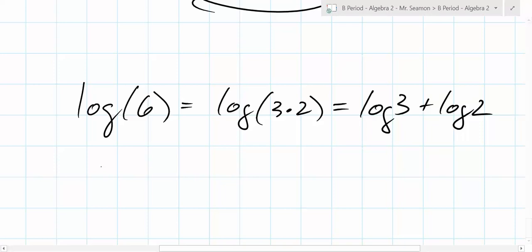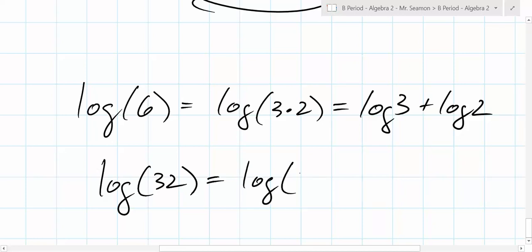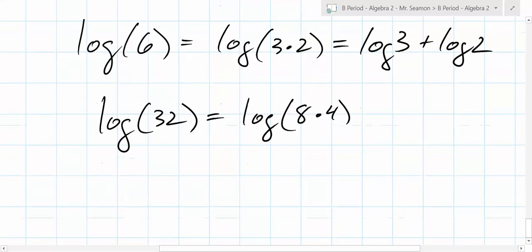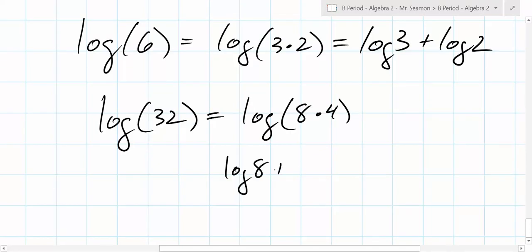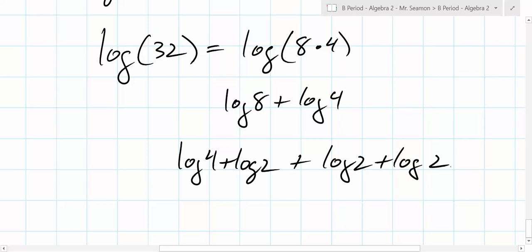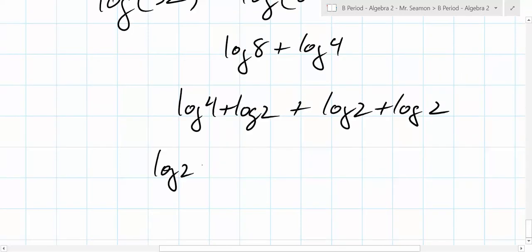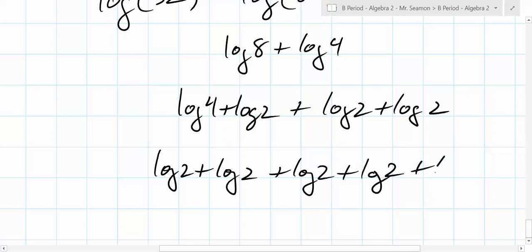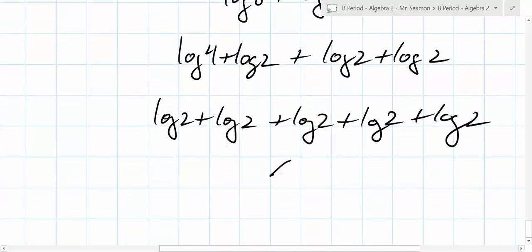So for example, ready? Log of 32. There's a lot of ways to break that up, right? Agreed? What could 32 be broken into? It could be like 8 and what? 4? So what's that going to be? Log of 8 plus log of 4. Oh, but what's 8? 4 times 2. So that's log of 4 plus log of 2 plus log of 4, and what's log 4? Log of 2 plus log of 2. So it's log of 2 plus log of 2 plus log of 2 plus log of 2, actually more than that. How many? So it's 5 log what?